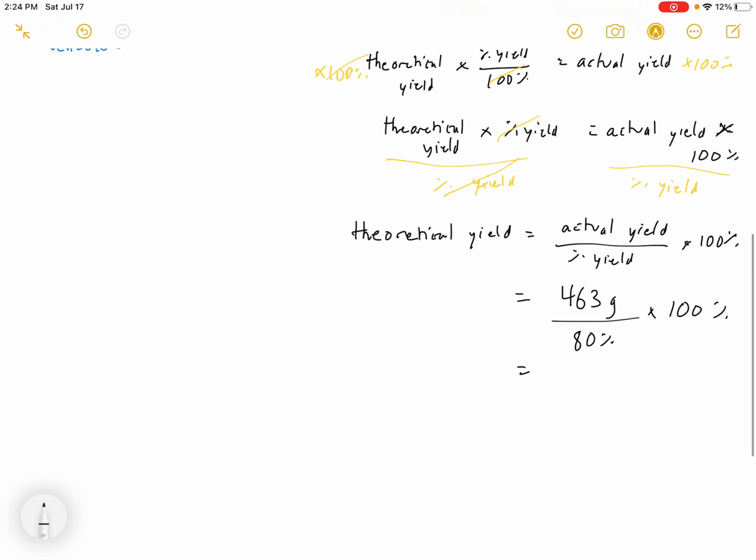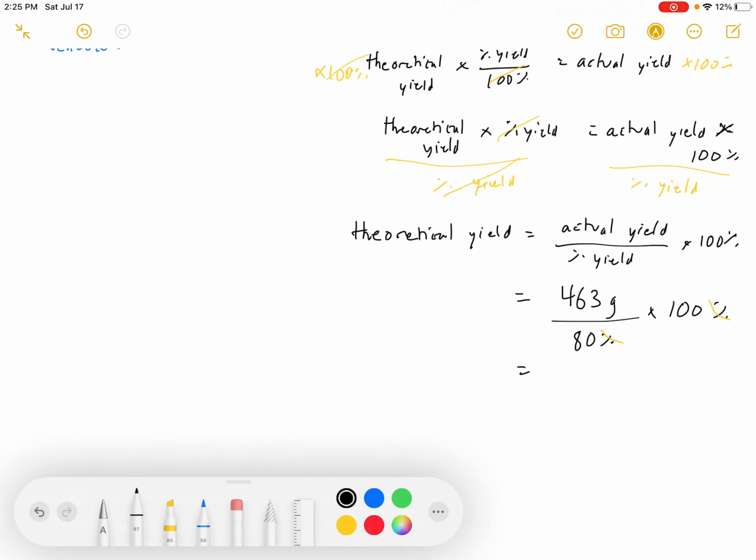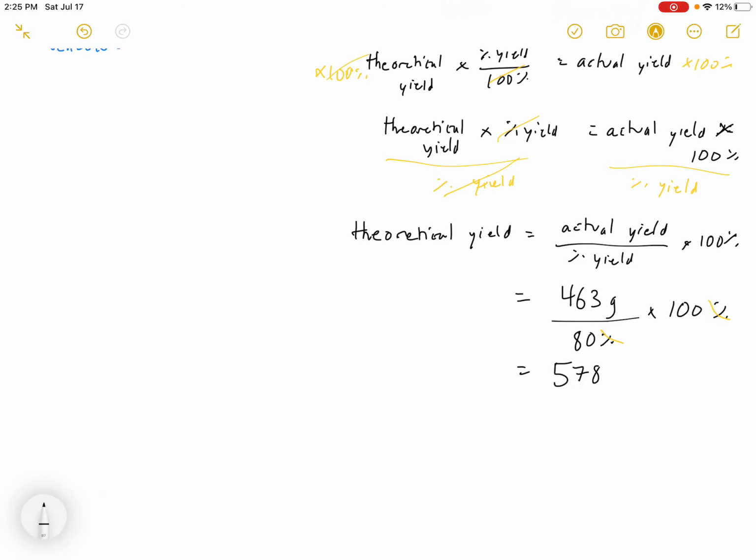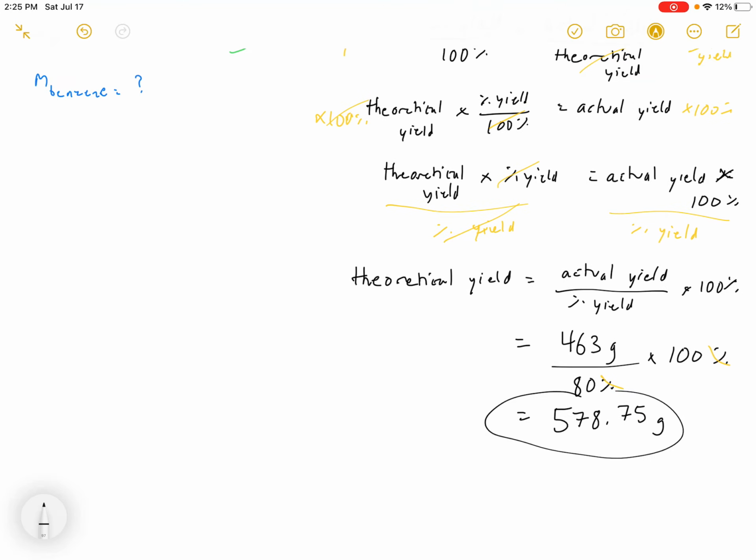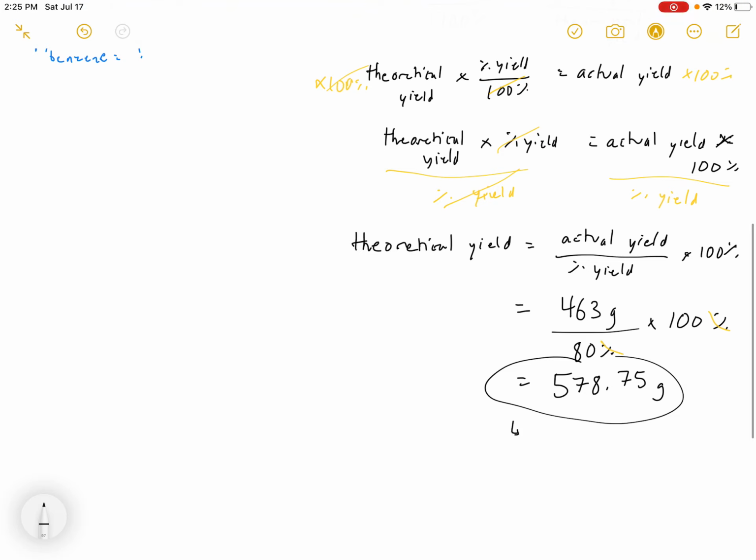Now when you type this all into your calculator, you know that you're going to get a final unit in terms of grams because the percentages are going to cancel out. So this tells you that 478.75 grams is the theoretical yield of sulfanilamide. All right, so that's the theoretical yield of sulfanilamide.